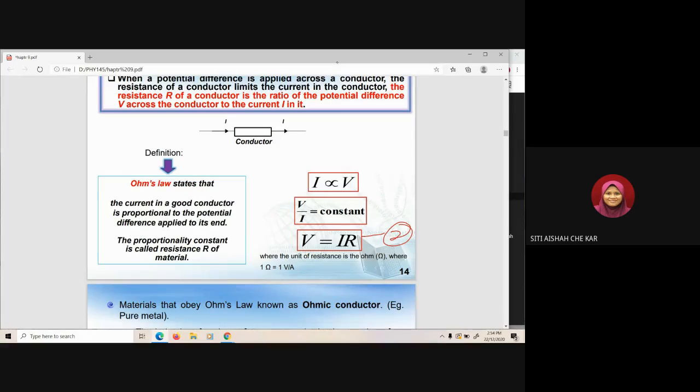V is the voltage, I is the current, R is the resistance. V is the voltage, or we call it potential difference. R is the resistance of the material. Remember, this is the second formula you have to know.